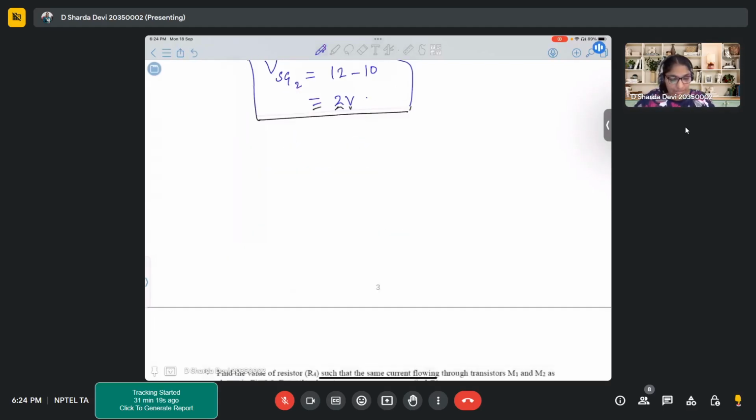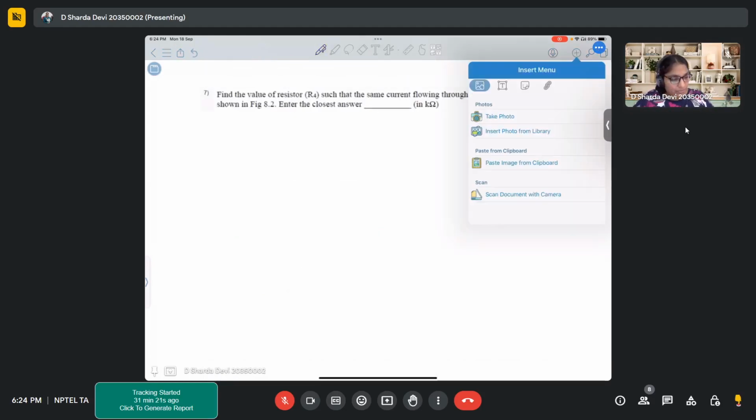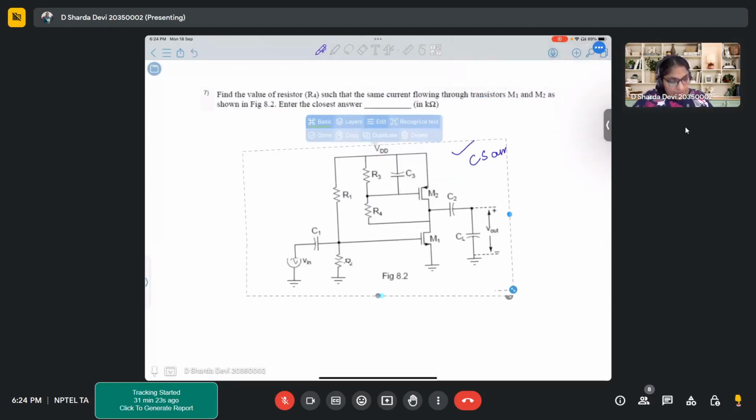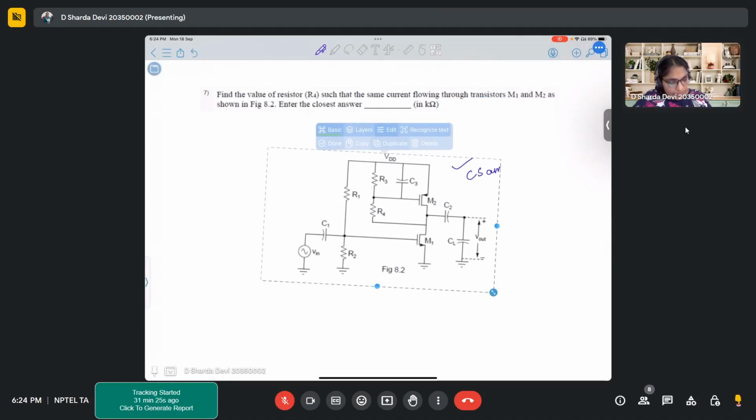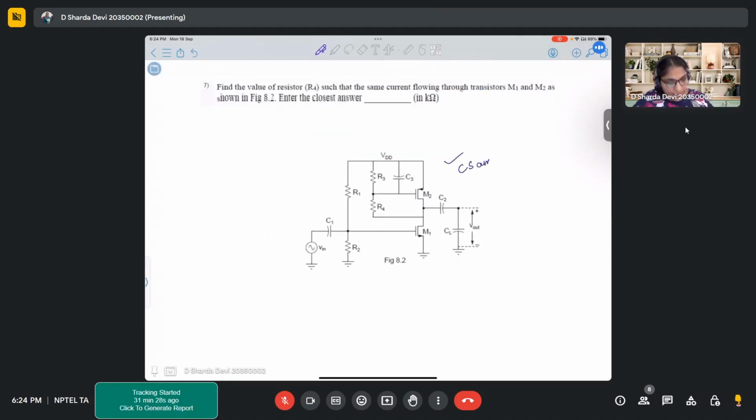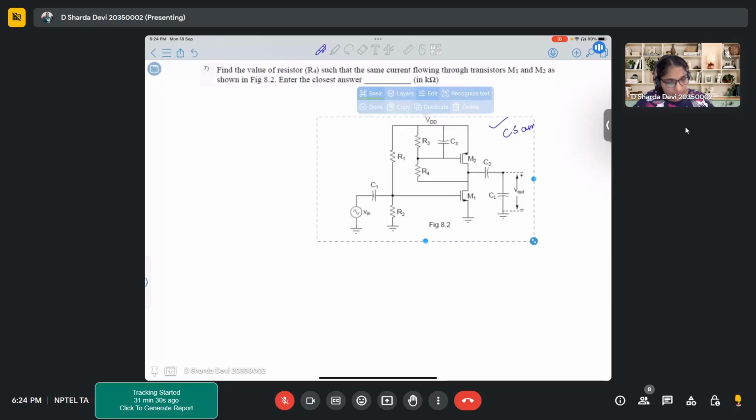Now, after this, let's move on to the next part for the same session. In this part again, it says that we have to find the value of resistor R4.